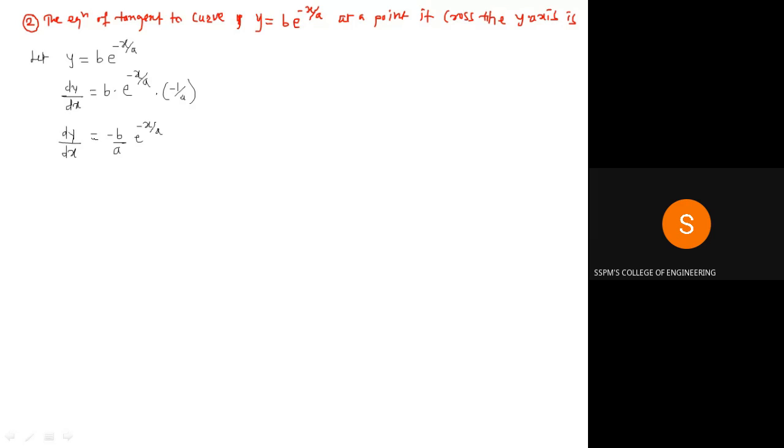Now you know this curve crosses the y-axis. It means that on y-axis the x coordinate will be 0.